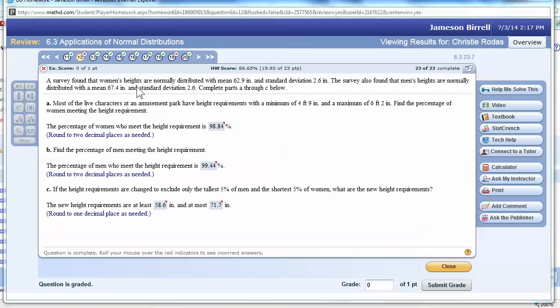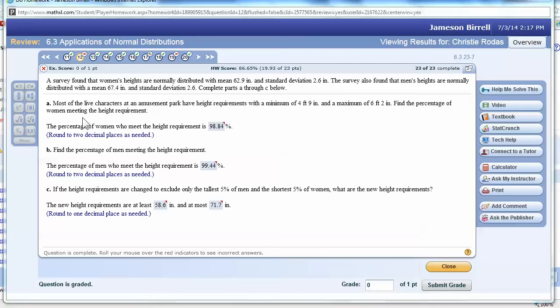A survey found that women's heights are normally distributed with a mean of 62.9 and a standard deviation of 2.6 inches. The survey also found that men's heights are normally distributed with a mean of 67.4 inches and a standard deviation of 2.6. That's interesting. They have the same standard deviation. Anyways, coincidental. Complete parts A through C below.